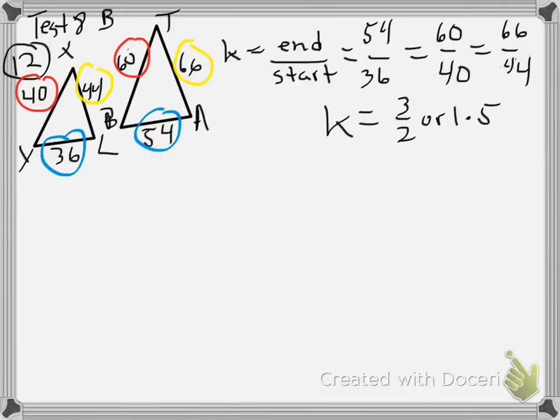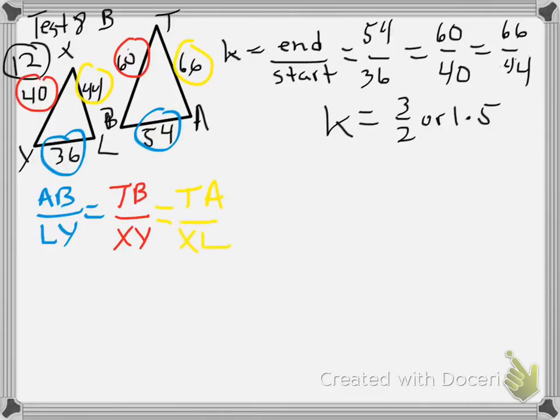Well, I've written the ratios there, but if you want the actual sides as ratios, then you would write AL divided by, it's not AL, it goes to B. So AB divided by LY is supposed to be the same as, if we do the red sides, TB, the same as XY. And the last one would be TA divided by XL. Okay, those would be the same.